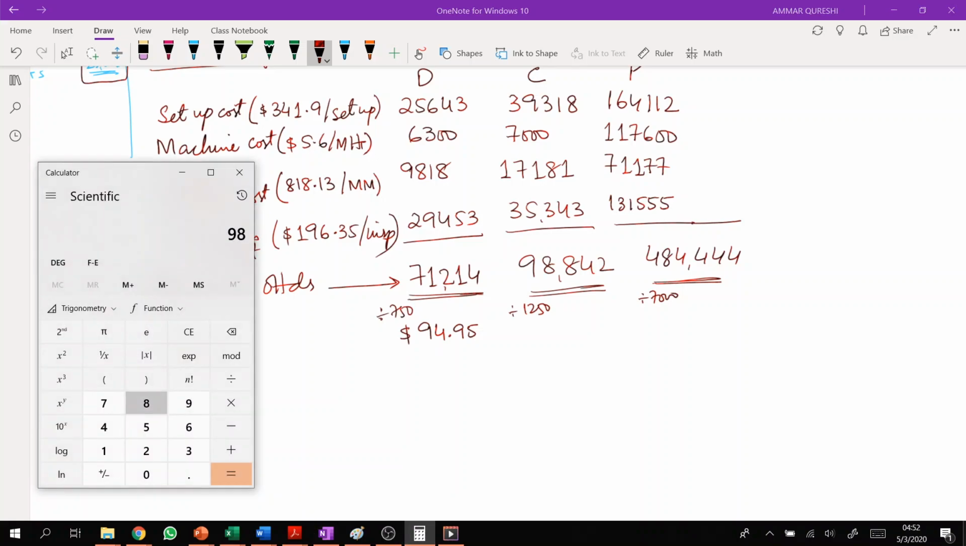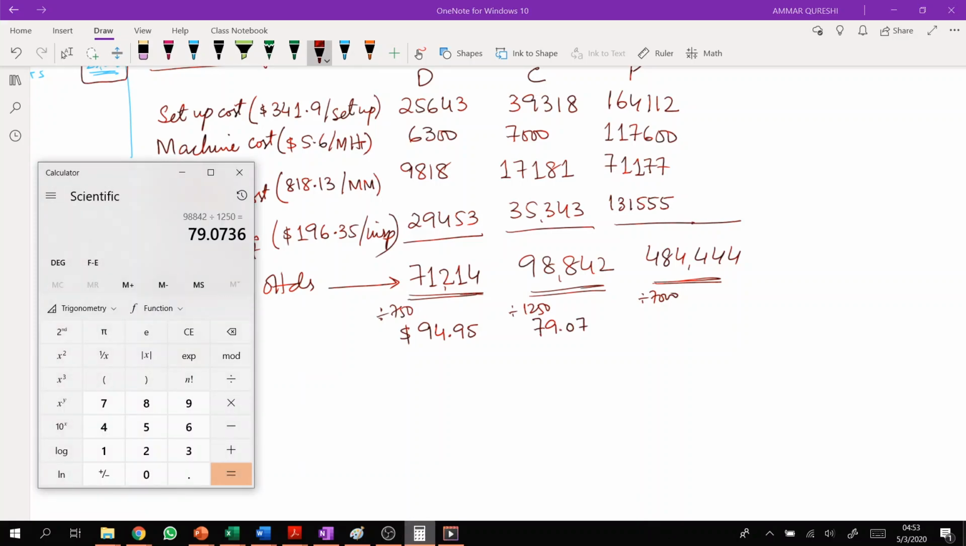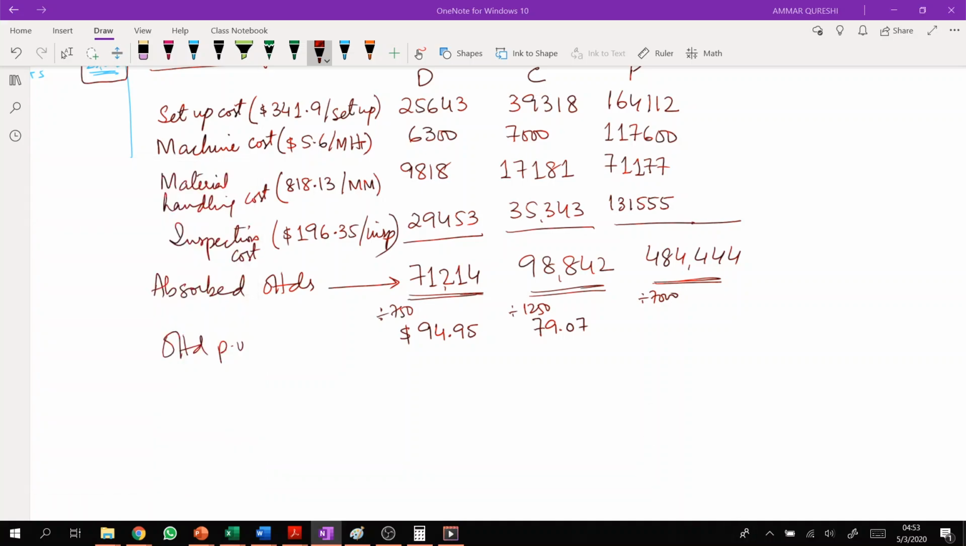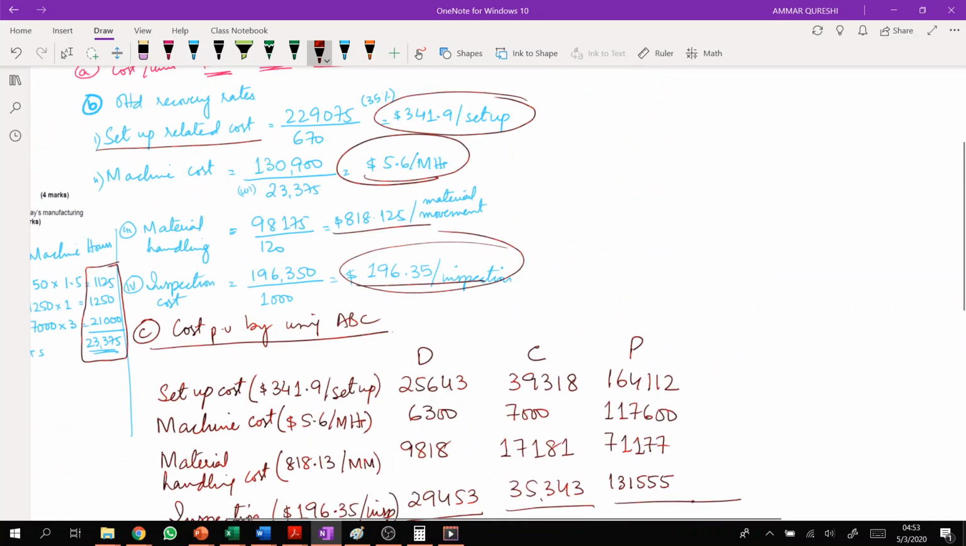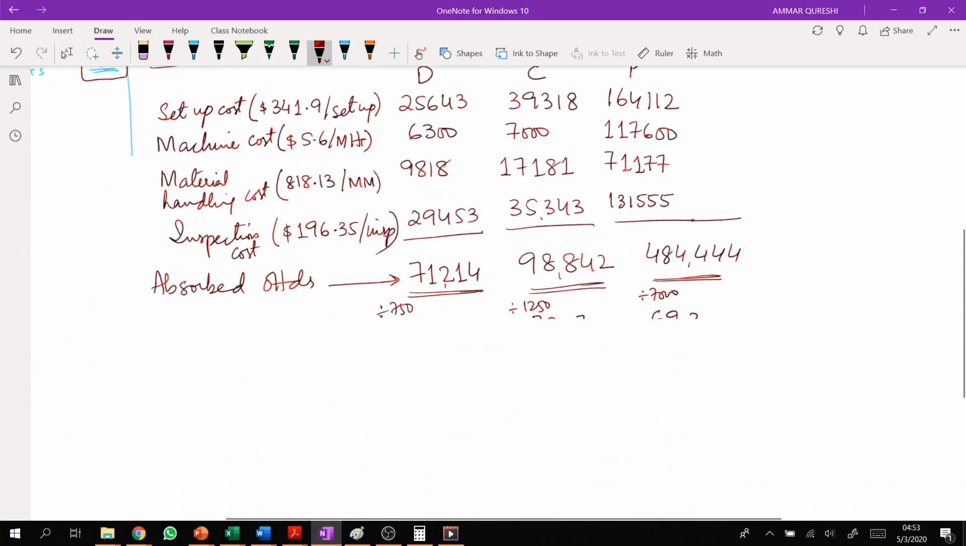Then it's 98842 divided by 1250, that makes around 79.07. And then the last one is 484444 divided by 7000, that makes 69.2, right? So these are overhead per unit. Now you just need to add direct cost or prime cost that we have already calculated in part A. So prime cost is this one, 23, 21, 31, right?